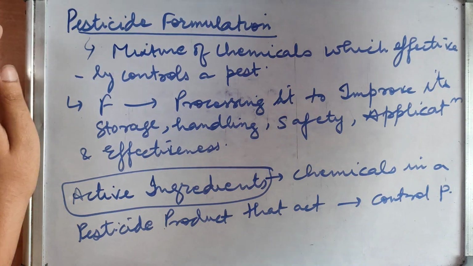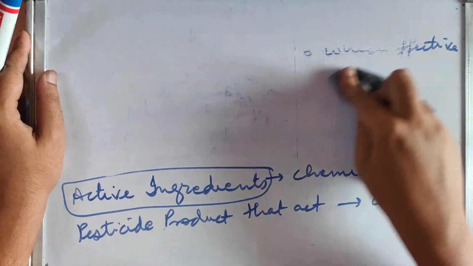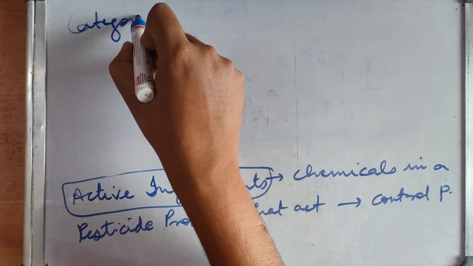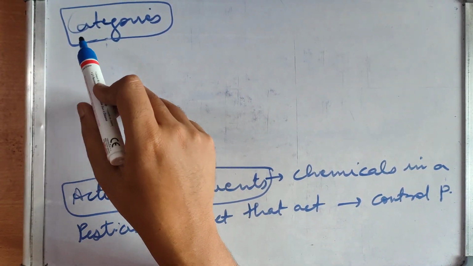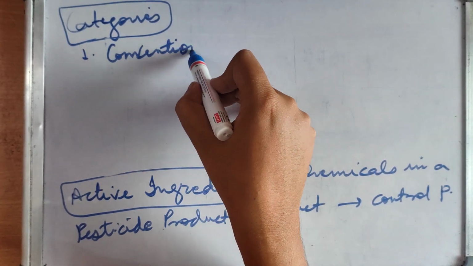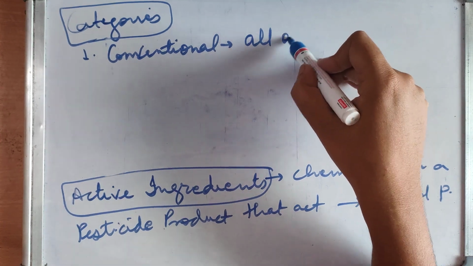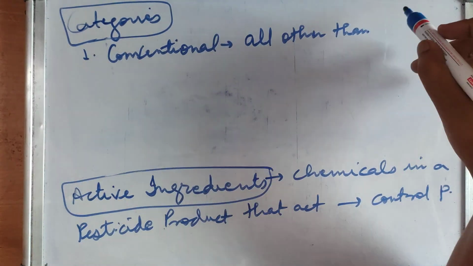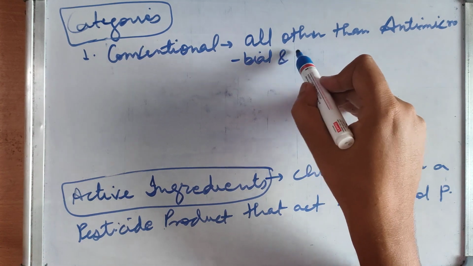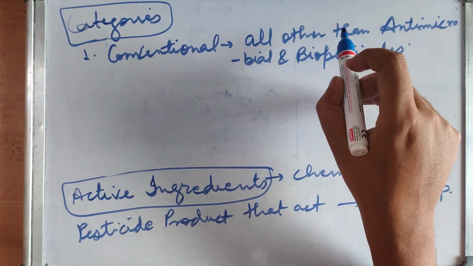Now we'll discuss its categories. Categories of active ingredients. First category is conventional: all other than antimicrobial and biopesticides.